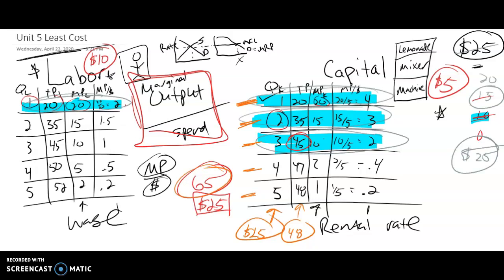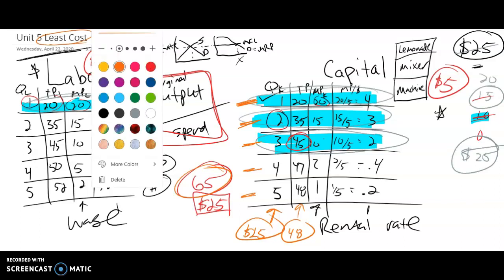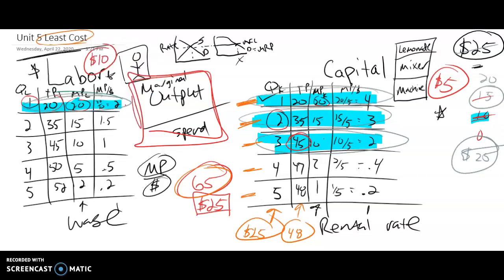Well, that doesn't make any sense. We want the least cost for the most amount of output. So let's try maybe a different combination, because that 25 didn't work. So let's say instead that what we decided to do was 2 workers and 1 machine. That also equals 25. So how much output do we get from 2 workers? From 2 workers should be 35.